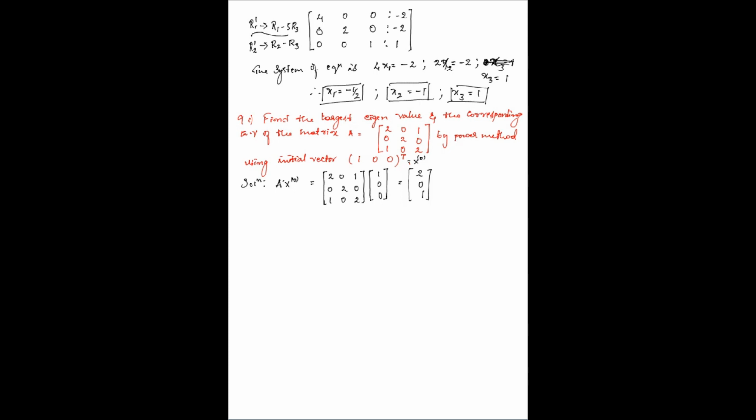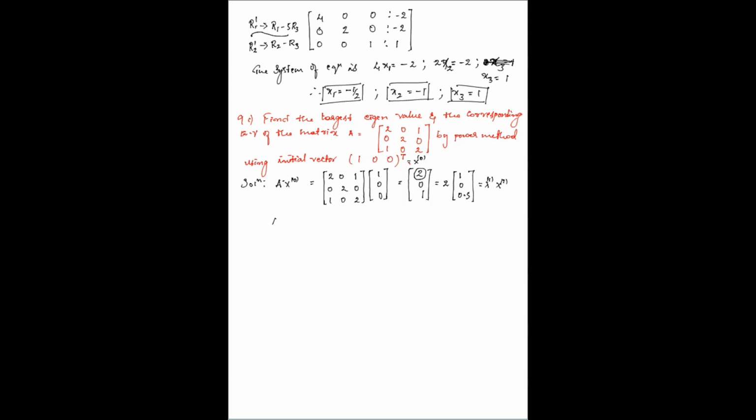Out of the values in this column matrix, divide by the largest value. Here 2 is the largest value, so you are going to divide each value by 2. So 2 by 2 becomes 1, 0, 0.5. This is the first iterate, with eigenvalue lambda 1 and eigenvector x1.